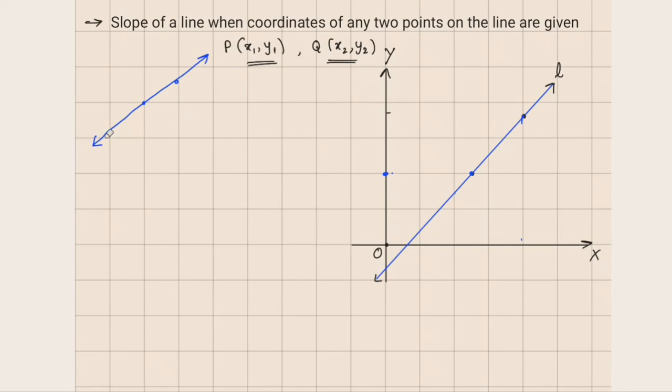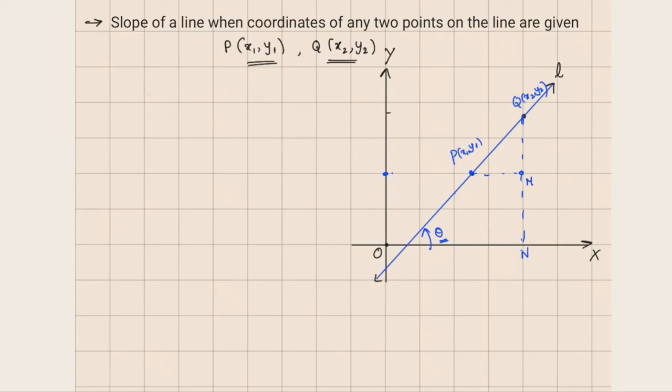Let's say this is the line L, this is the x-y axis, and this is theta, which is the inclination. Let's say these points are P and Q. The point P is x1 comma y1. This is x2 comma y2. So draw a perpendicular to the x-axis, and draw a perpendicular from P to QN. Let's say this point is M.